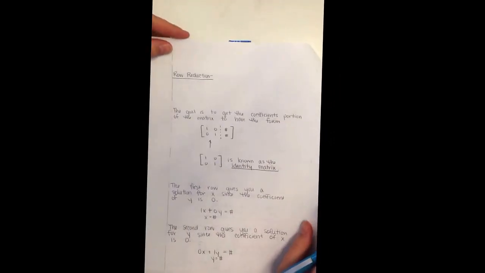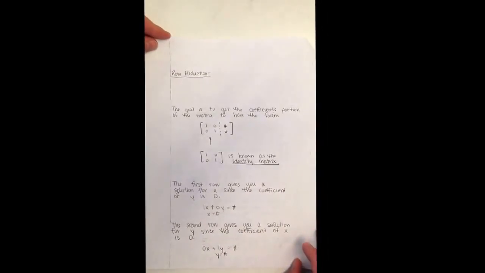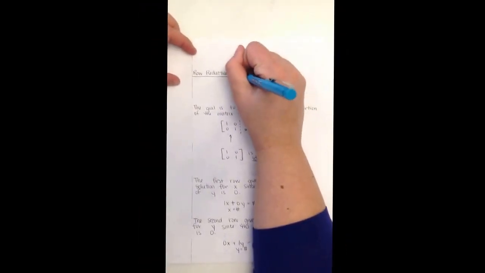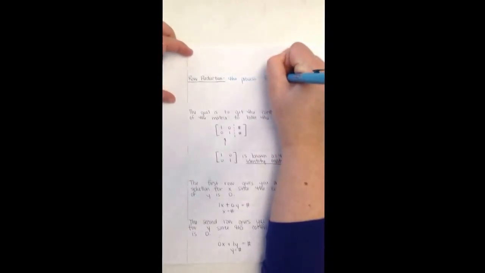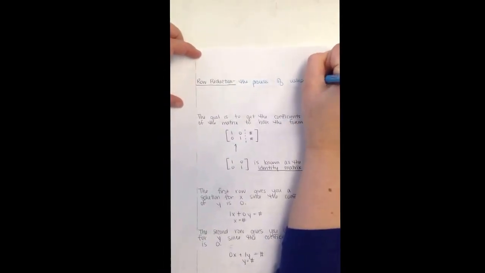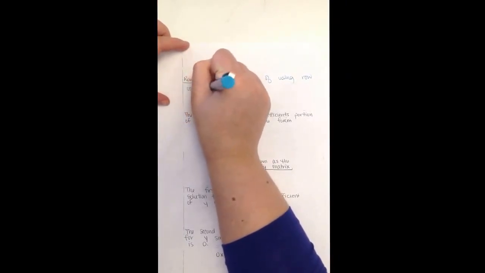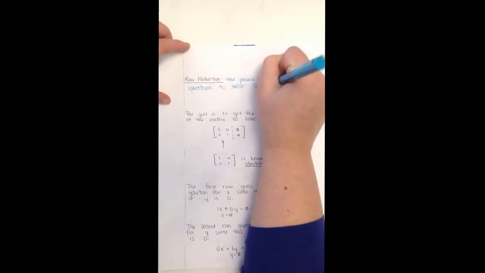Row reduction is the process of performing elementary row operations on an augmented matrix to solve a system. So we want to say the process of using row operations to solve a system. We're going to simplify that. Okay?